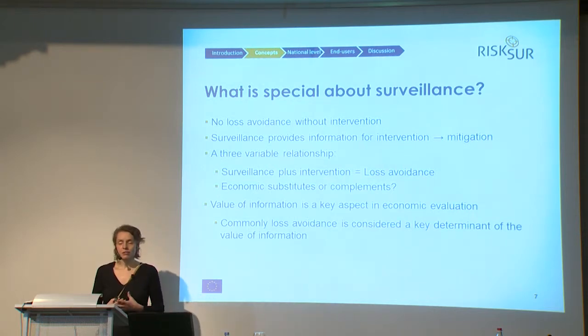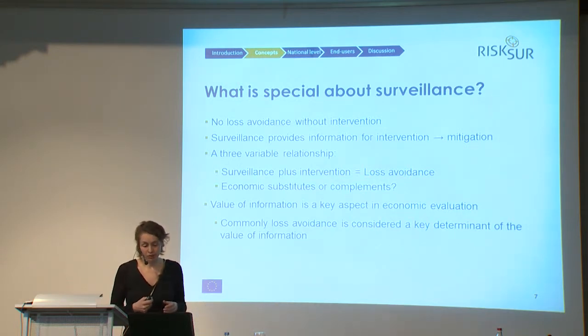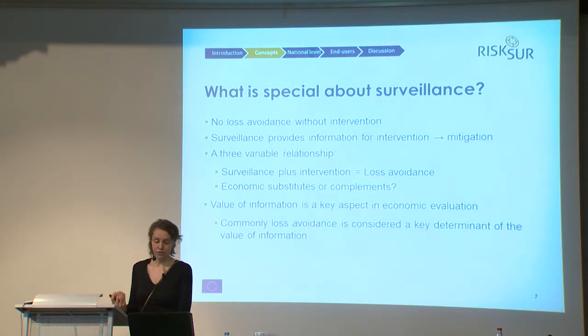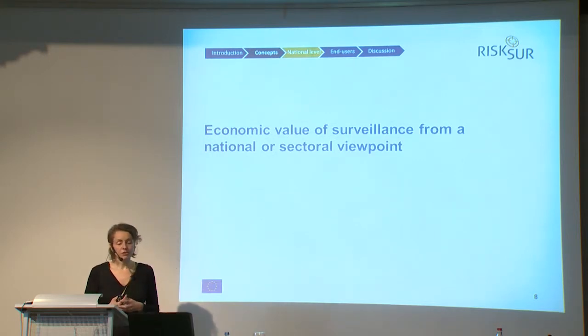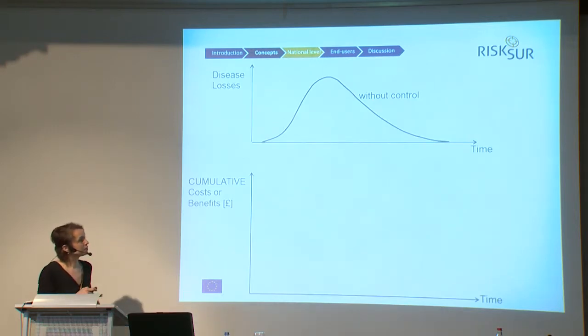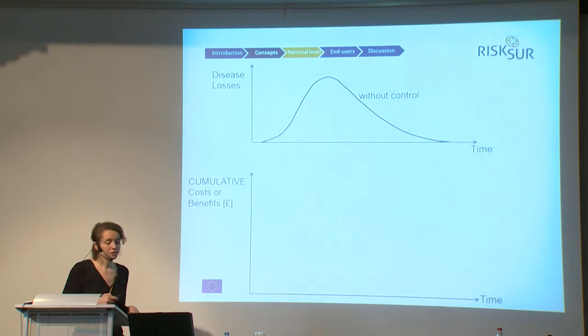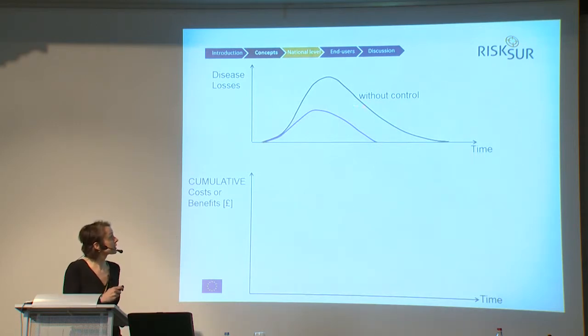So what is the value of this information that is used to inform disease management? This is something that we are constantly thinking about, and we're trying to put a value on that. And therefore, we need to look at the loss avoidance in the system. If you look at that from a national or sectoral viewpoint, we can plot a situation of disease losses over time following, in this case, an epidemic curve. Here, these would be the disease losses that we see if we don't do anything about the disease, and with control, the line would look like that.